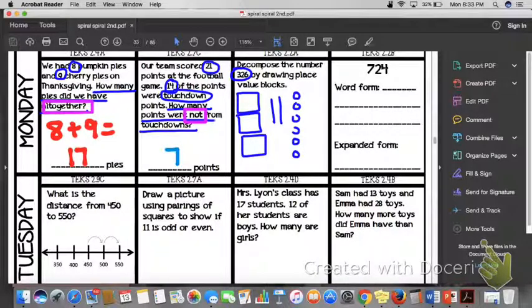Alright, so remember to go back and put check marks on the ones that you got correct and X's on the ones you got wrong on your checklist and correct them if they're wrong.